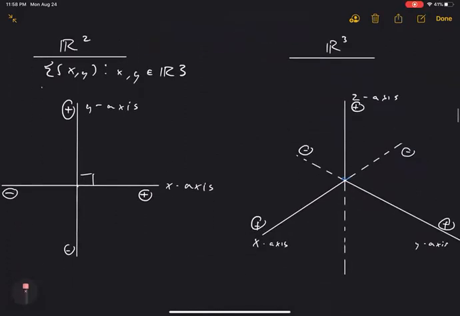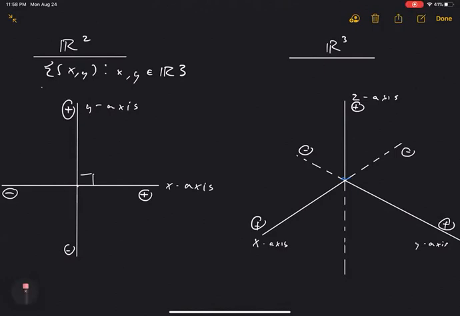And what does R2 look like? It's got an x-axis, y-axis, and they're at 90 degrees from each other. And we've got a positive y-axis, negative y-axis, positive x-axis, and negative x-axis.